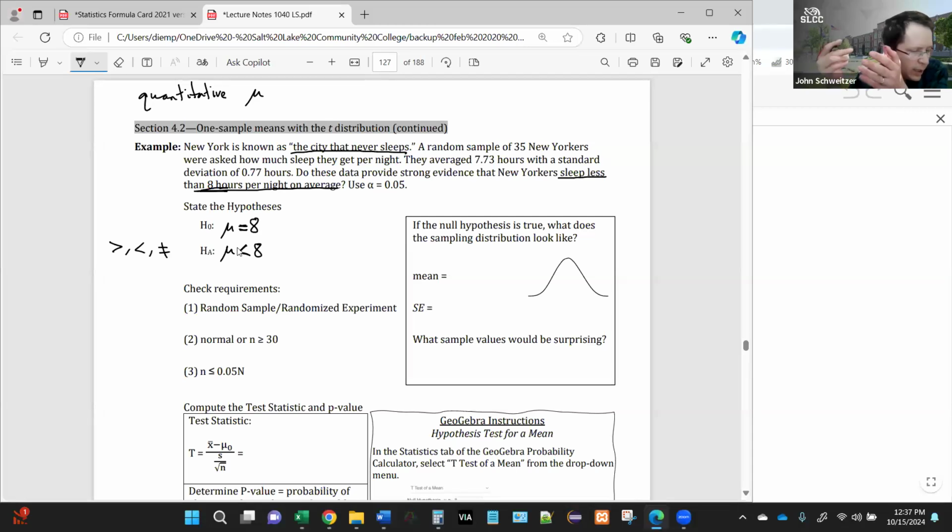Well, they go out and get a random sample, right? They have 35 volunteers, and they either train them how to record sleeping, or maybe they come into a sleep lab, right? They have those. Somehow they get these 35 volunteers and track how much sleep they're getting per night. Each of those gets a count, so they add up all those numbers in the data set, divide by 35, and get an average of 7.73 hours.